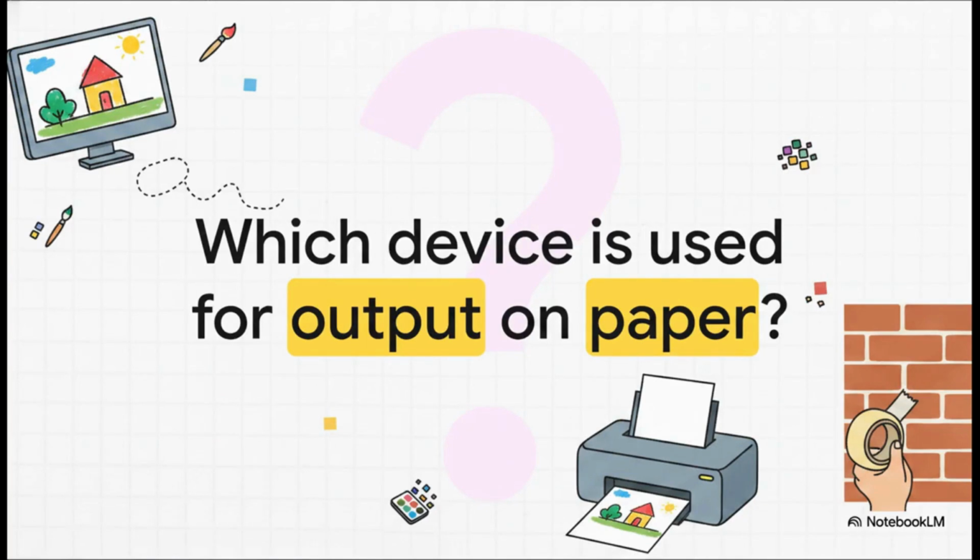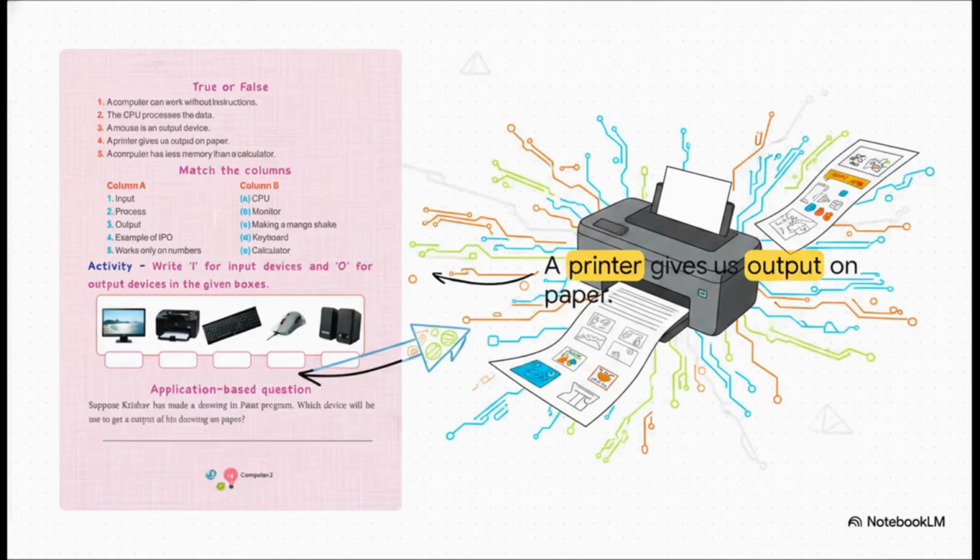Let's apply all this to a real-world scenario from the text. So, suppose a student named Krishav creates a digital masterpiece in his paint program. He's finished processing his artwork, and now he wants to actually hang it on his physical wall. What specific device does he need to get that drawing out of the computer? He would use a printer.